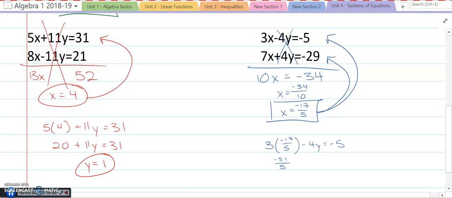Remember, when you multiply a fraction times a whole number, it just goes on the top. That's what I ended up with. So I can clear it all out. Hint, hint, big deal coming. Negative 51 minus 20y equals negative 25. And finally, we get to a final answer such that y equals positive 26 on top with a negative 20 on the bottom. Reduce it down for me. 13 over negative 10.